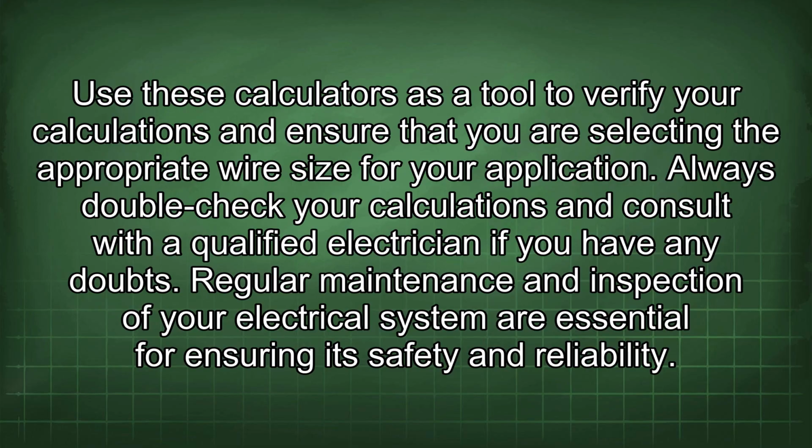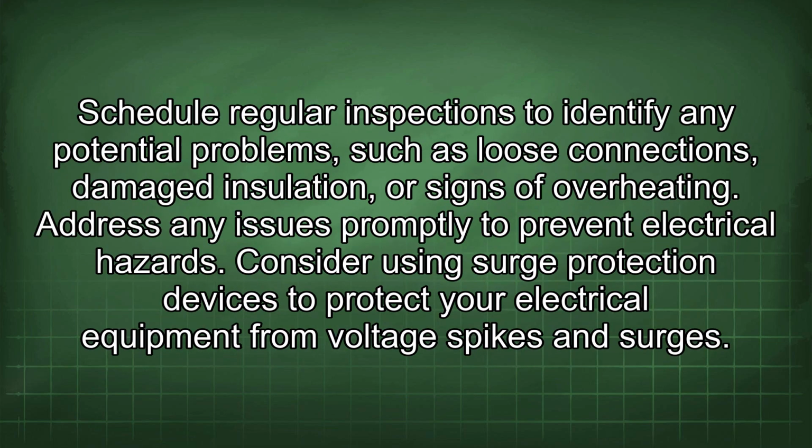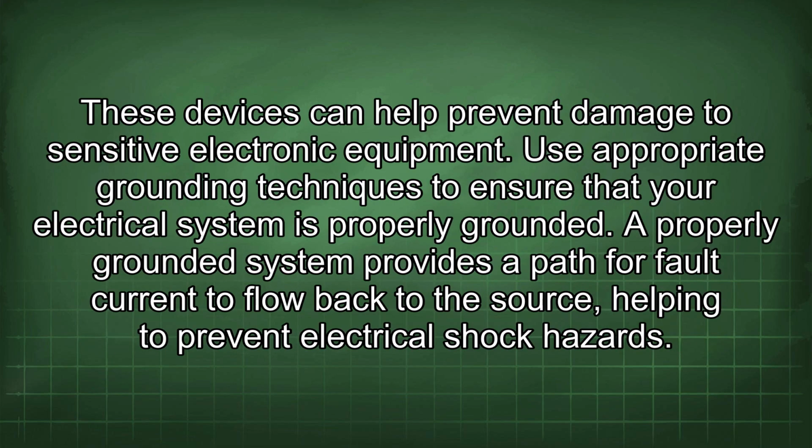Regular maintenance and inspection of your electrical system are essential for ensuring its safety and reliability. Schedule regular inspections to identify any potential problems such as loose connections, damaged insulation, or signs of overheating. Address any issues promptly to prevent electrical hazards. Consider using surge protection devices to protect your electrical equipment from voltage spikes and surges. These devices can help prevent damage to sensitive electronic equipment.